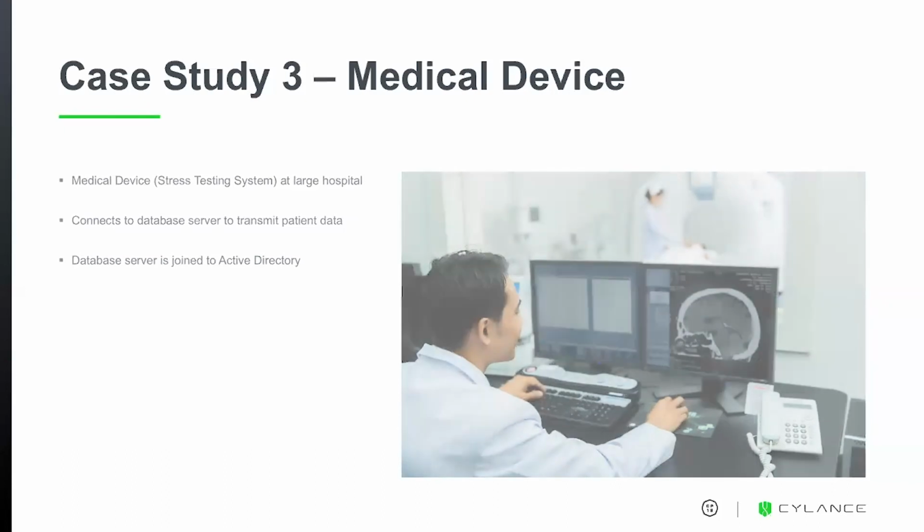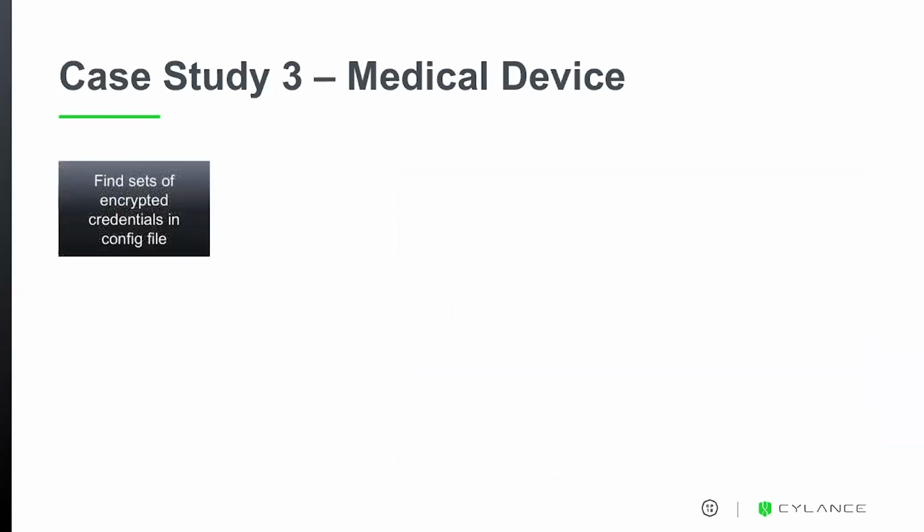So sorry, I'm getting a little ahead of myself there. Firstly, we were digging around on the file system, and the first thing we found was a set of encrypted credentials in a configuration file. And we could tell that they're encrypted because usually encrypted credentials have been base 64 encoded afterwards. They look a certain way.